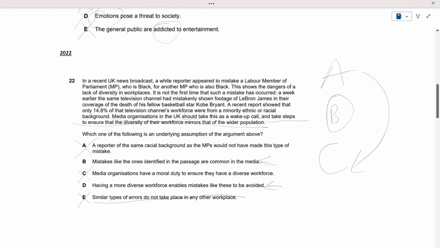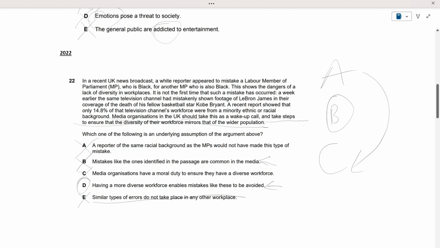B, mistakes in the passage are common in the media. Does it strengthen this argument that much if it was put in the passage? Probably not. The conclusion probably doesn't rely on this to be true, whether it's common or not. It just happens and so needs to be fixed. Rather like how I said it can't be E. It can't really be B, because even if these things happen a little bit, they should still be fixed, is what the passage is saying. We can therefore probably just about rule B out.